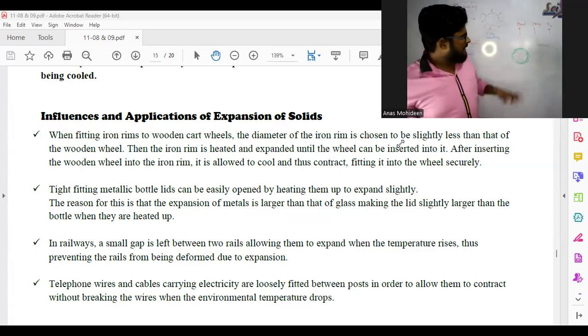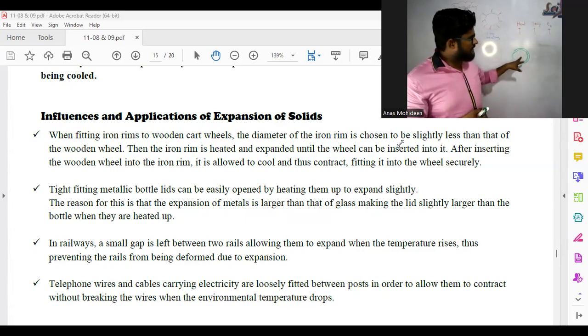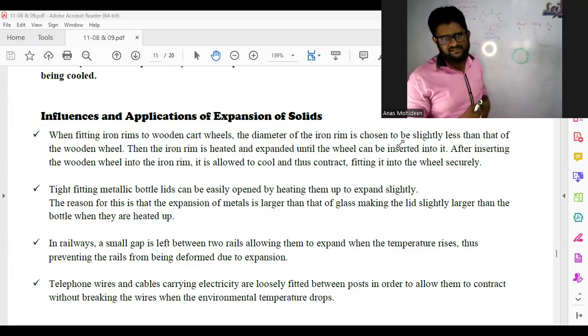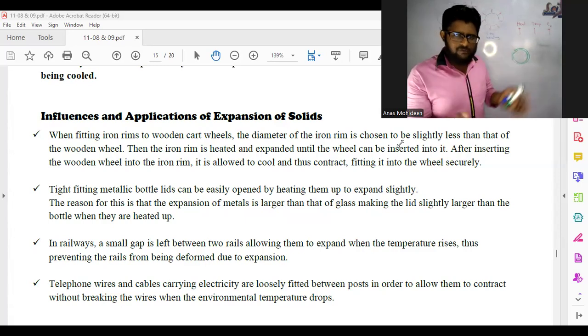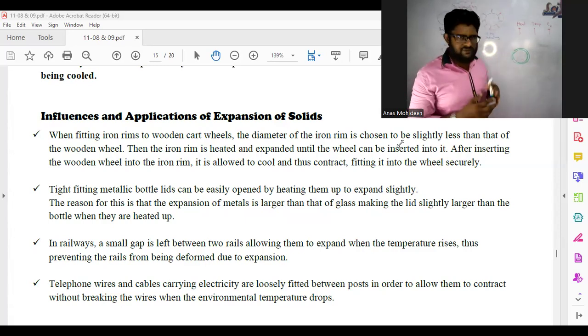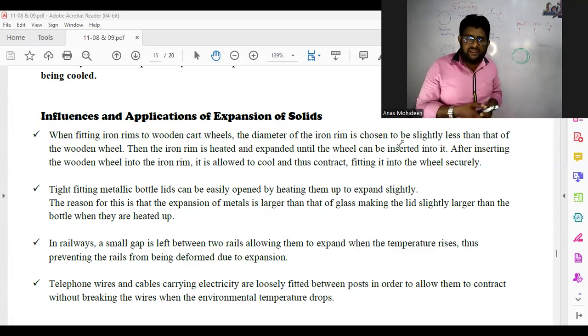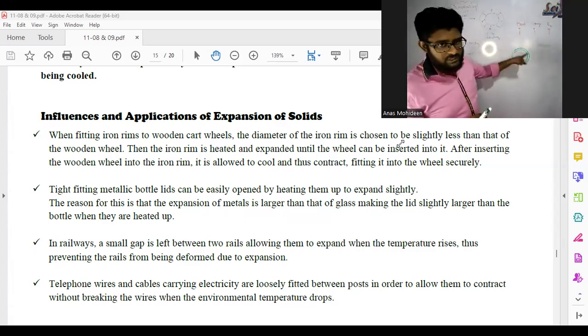So what are we doing here? In fact, what we do here is, the wooden cart's diameter, we are having a certain measuring. Less than the diameter of the wooden cart, we are selecting an iron rim. So the iron rim must be less than the wooden cart's diameter. Now you may think iron rim should be fixed over the wooden cart, so it should be high in the diameter, but we are taking less. What we do then, taking a slightly lower diameter, we are going to heat the iron rim. When we heat the iron rim, it would be expanding. When it is expanding, it goes expanded more than the size of the wooden cart's diameter.